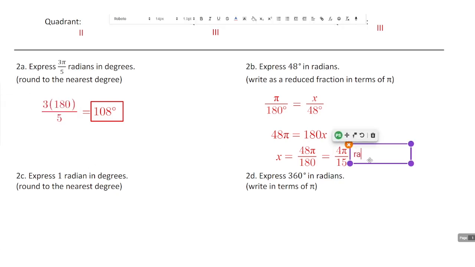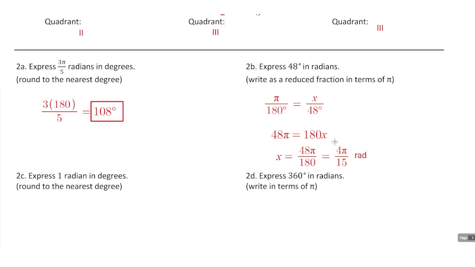And I suppose I should say radians on there. Make sure to include that. Now usually if your number has a pi, it's almost implied that it's in radians, but just to be on the safe side, let's go ahead and label the units just like we labeled this as degrees over here.